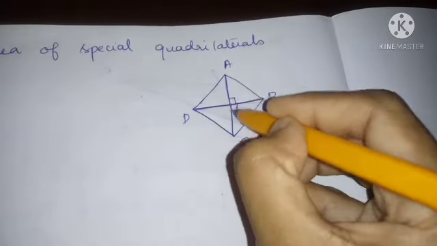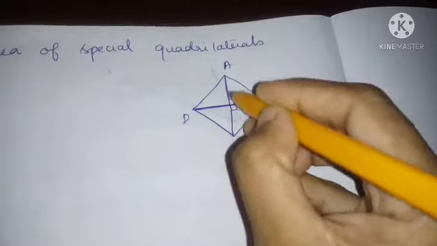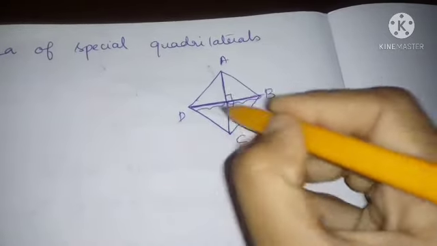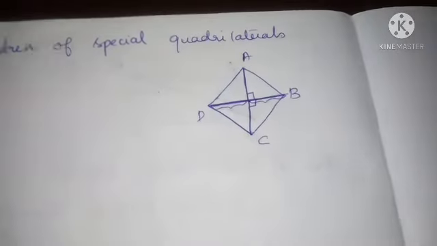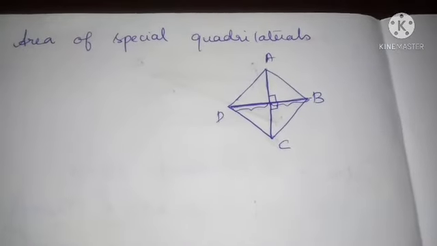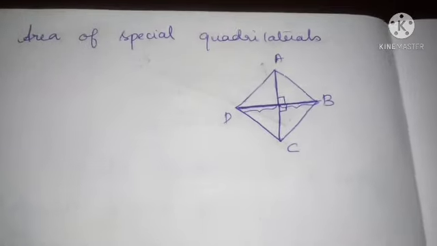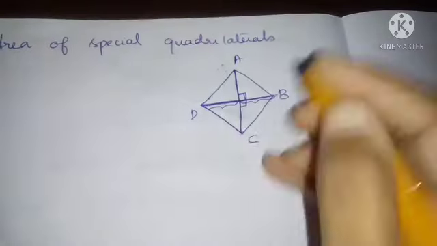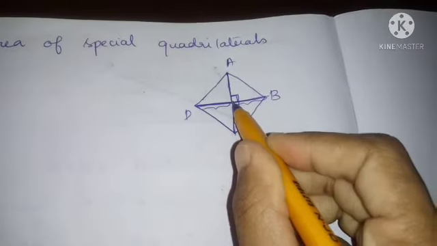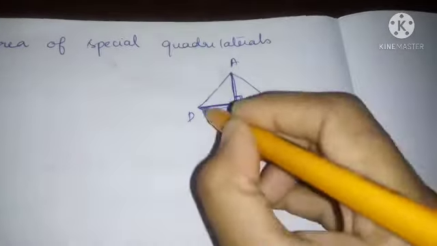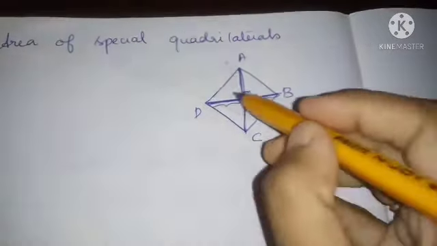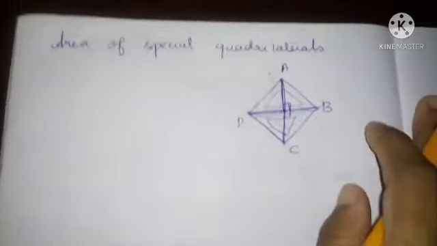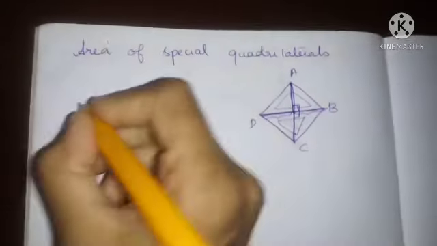Actually, they form a perpendicular bisector. Bisector means it divides equally, and it forms a perpendicular. 90 degrees is formed here. So when the height is formed, it cuts here, and from here also it cuts at the same point. They form a perpendicular bisector. Now I am taking this as one triangle and this as another triangle, and we are going to find the area of the rhombus.